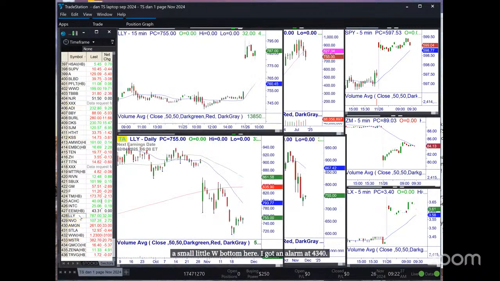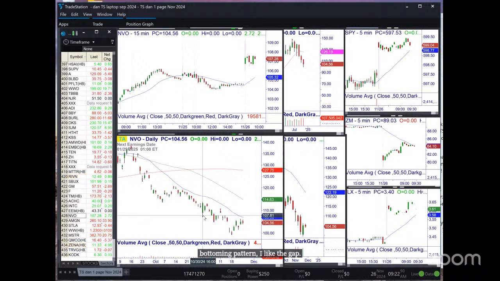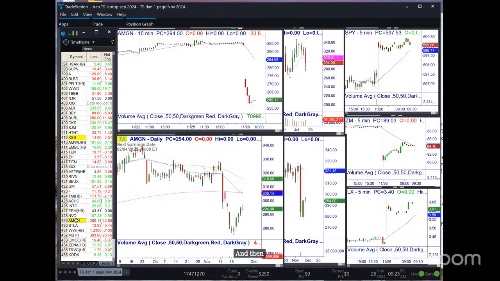News on these weight loss companies. Lilly is up, but no pattern. NVO, bottoming pattern. I like the gap. So again, bouncing in a downtrend, but this has room to 110, 112 for a nice bounce. And then Amgen is getting whacked on that news. That was a sell setup. That's an ugly gap. Wow, it's $15 below that prior pivot low. That's ugly.